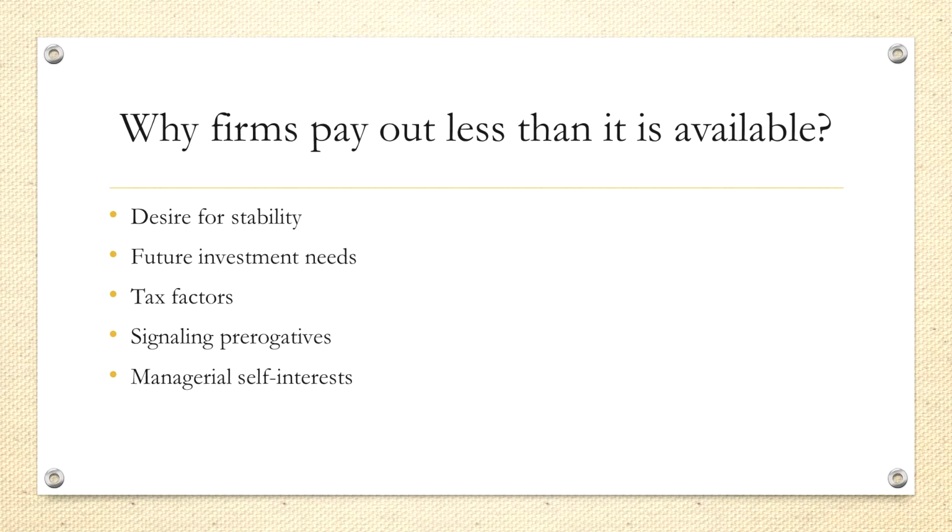So here are 5 major reasons why companies pay less than what's available. What's available here is free cash flow to equity. What they paid out is dividends plus stock repurchases.